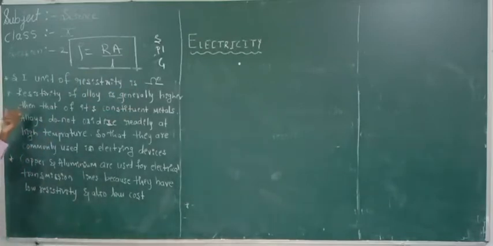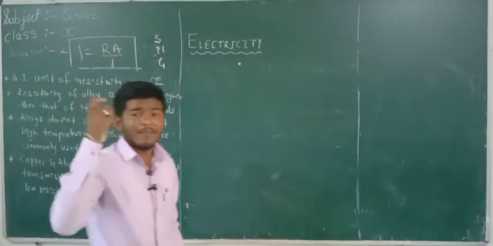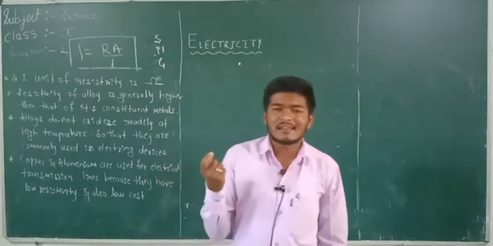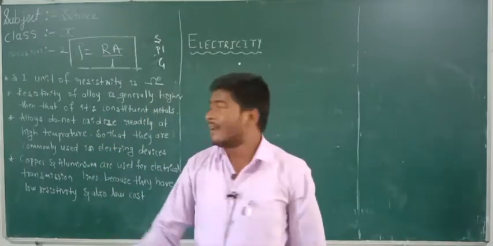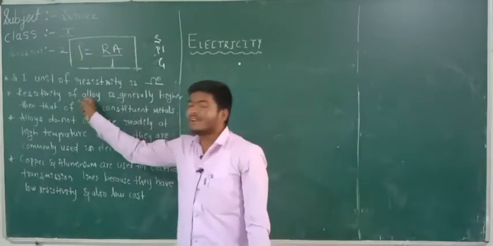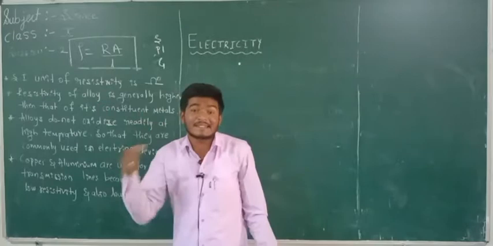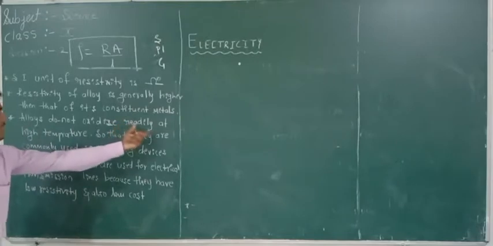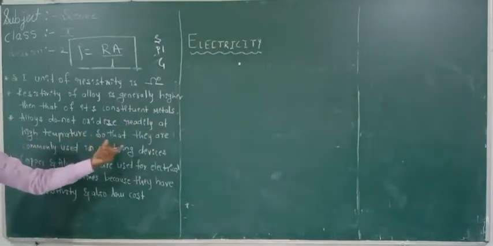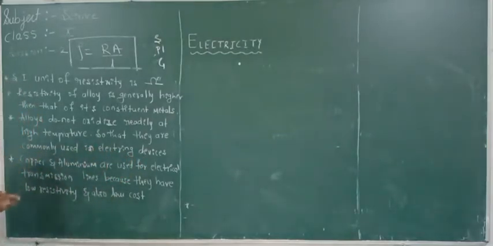So the resistivity of an alloy is generally higher than that of its constituent metals. What is an alloy? An alloy is a mixture of metal and non-metal, or metal and metal oxide. That is not called an alloy. The resistivity of the alloy is generally higher than the resistivity of the metal. And second, alloys do not oxidize readily at high temperature, so they are commonly used in electrical devices. That is, they are commonly used in electrical heating devices.